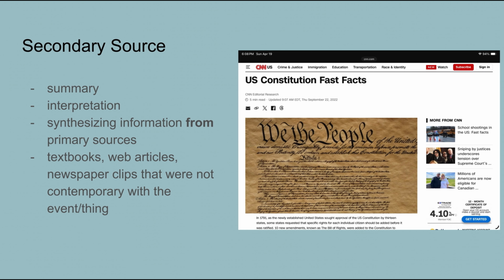So, a secondary source, if we look at this, is a CNN US article on Constitution Fast Facts. This would be a secondary source because it is a summary and interpretation. Like I said before, it is synthesizing information from primary sources. That is a telltale sign that something is a secondary source. And so, textbooks, web articles, newspaper clips that were not contemporary with the event or thing. Contemporary meaning it didn't happen at the same time.